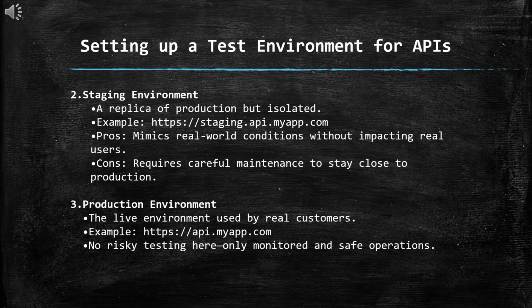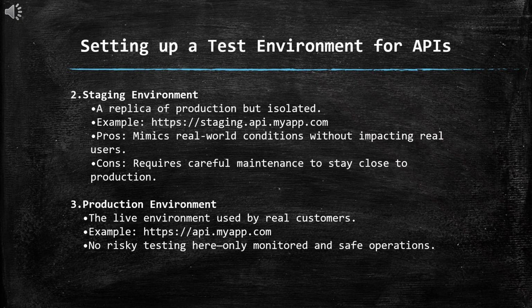The staging environment is a replica of the production environment, but it's isolated. An example URL would be https://staging.api.mmap.com. The advantage is that it mimics real-world conditions without affecting real users. However, it requires careful maintenance to stay close to the production environment.